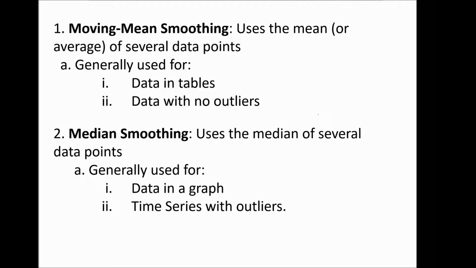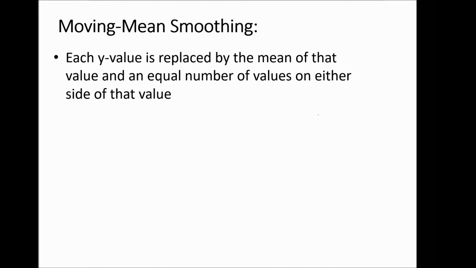So we've got the two different types. Today we're going to focus on the moving mean, so we'll be finding the mean, not the median, of the few points, but the process is generally the same. Moving mean smoothing, getting right into it. For each y value, I pick a y value and replace it with the mean of that value and an equal number of values on either side. For example, if I'm looking at the third value, I might find the mean of the second, third, and fourth, or first, second, third, fourth, fifth. So it needs to be balanced on either side.